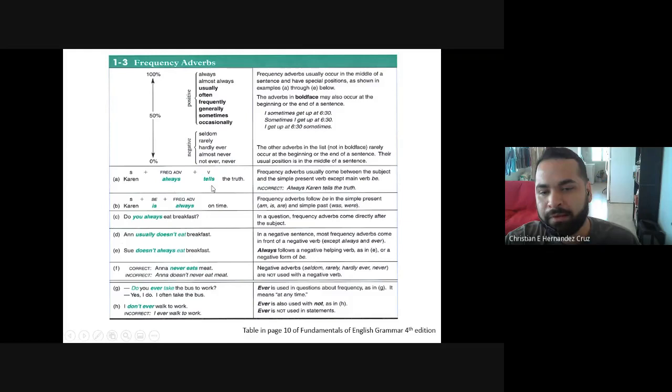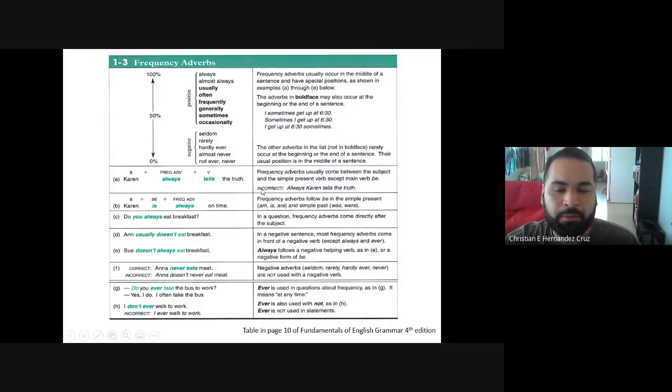Karen always tells the truth. We have the subject, Karen. We have the frequency adverb, always. And we have the verb, tells. Okay? Frequency adverbs usually come between the subject and the simple present verb, except to be. We'll see that in a second. So we have the subject and we have the verb, and in between that, we have the frequency adverb, which is basically what this is saying here.